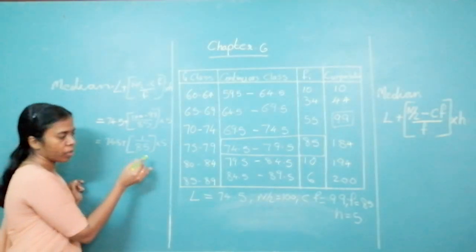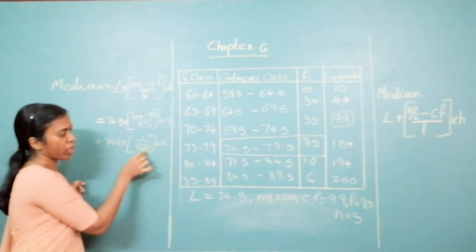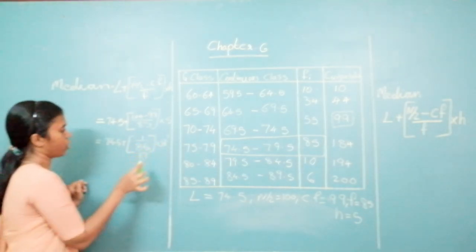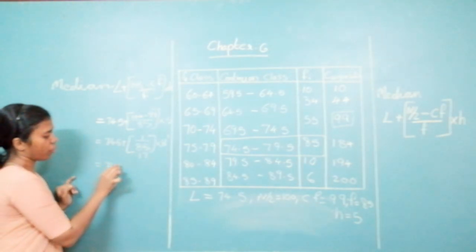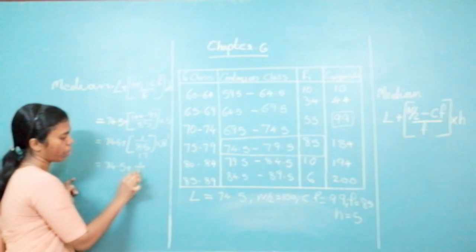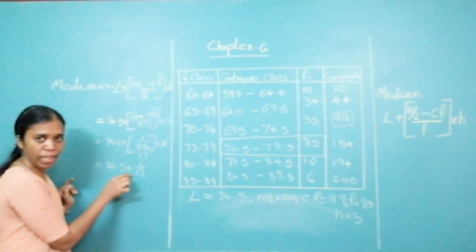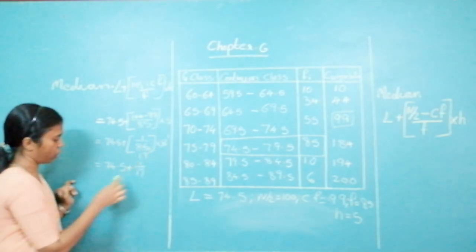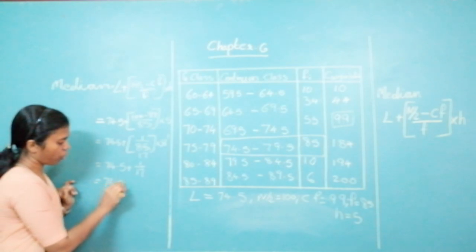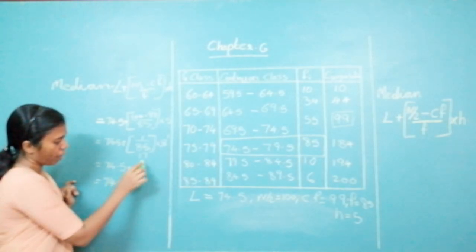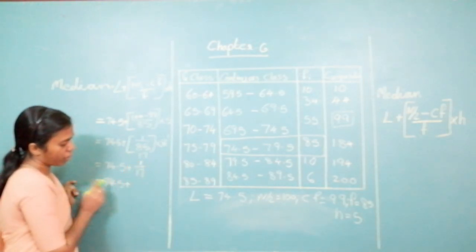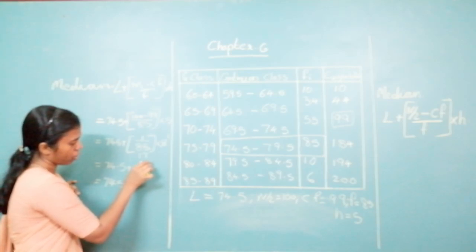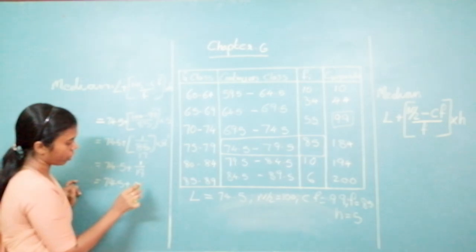Now as you can see, this is multiplication, so you can cancel over here. 5 ones are 5, 5 17s are 85, so 17. So you will be getting 74.5 plus 1 upon 17. This is plus, so you cannot cancel it like this. We cancelled it over here because this is multiplication. That is equal to 74.5 plus, you have to divide 1 upon 17. When you divide 1 upon 17, you will get 0.0.